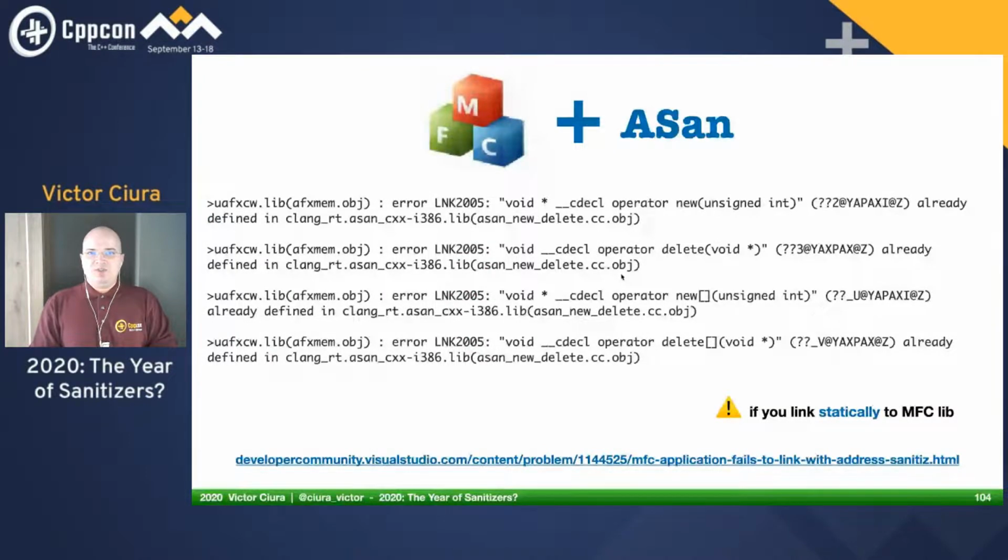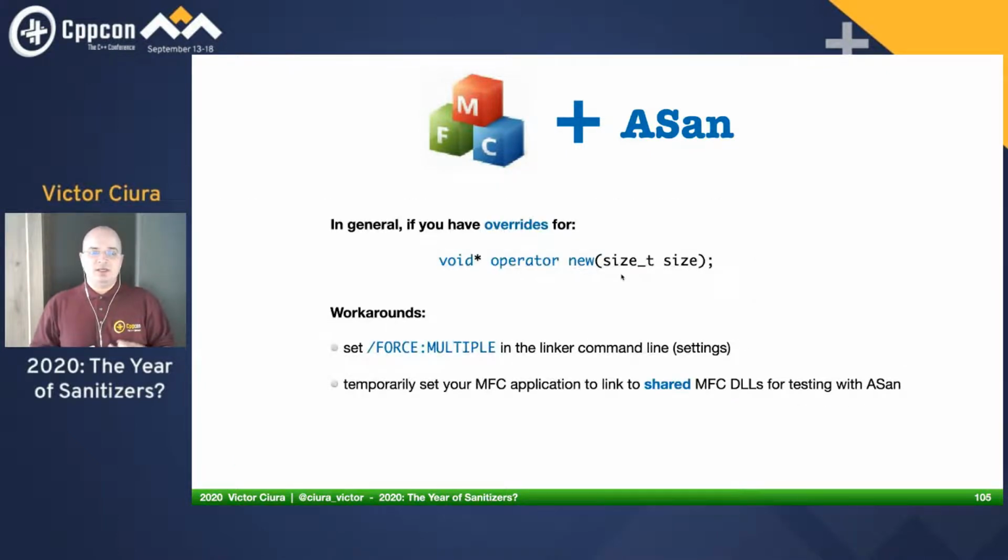I bet you didn't expect to see MFC featured at CppCon 2020, but here we are. A lot of MFC applications still out there. We don't have any, but many of you maybe have. And right now, if you link statically to the MFC library, you might get warnings around the new and delete allocators being operated here. Again, these tie into the hooking mechanism of the ASAN runtime. And the workaround is fairly easy. You can use /FORCE:MULTIPLE as a linker command line option in the settings, or you can temporarily set your MFC application to link to a shared MFC DLL, at least for testing under ASAN. I think the force multiple workaround is easier. So keep this in mind.